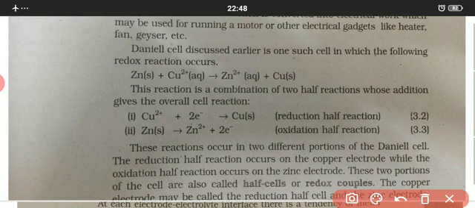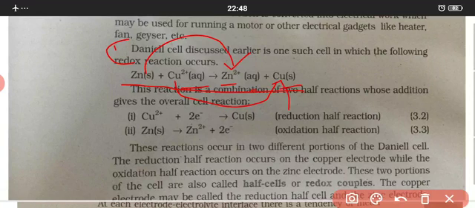The chemical reaction of the Daniell cell is Zn solid plus Cu2+ aqueous gives Zn2+ aqueous plus Cu solid. Here zinc gets oxidized while copper gets reduced. So Cu2+ is the oxidizing agent while zinc is the reducing agent in the Daniell cell. Okay, so remember this.